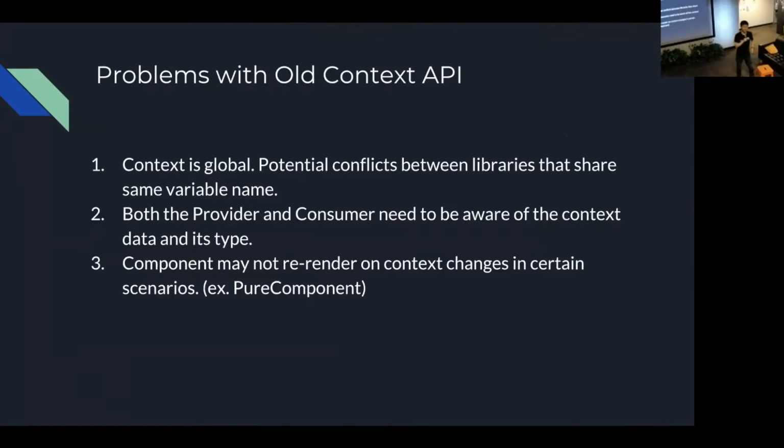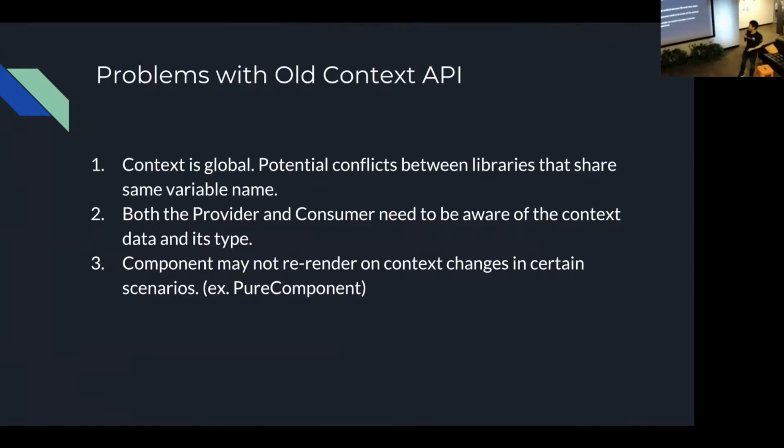So yeah, there's a reason why they said that. There are problems with the old context API. It was actually experimental. Number one, context is global. What that means is, remember that you were retrieving the context from this.context? Well, if you have multiple libraries that are all using context, they're potentially going to conflict if they use the same variable name.